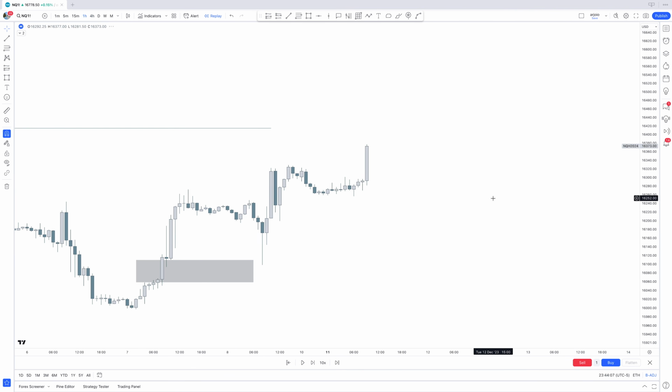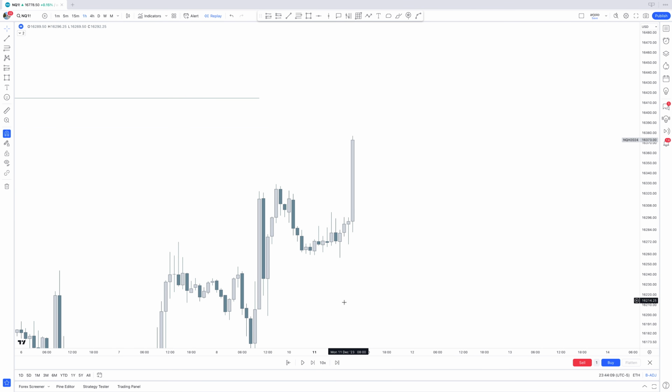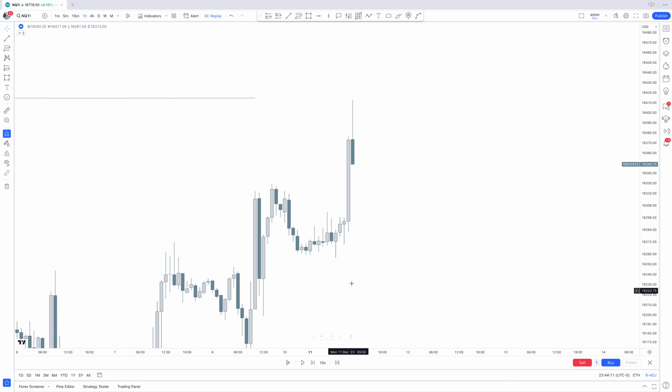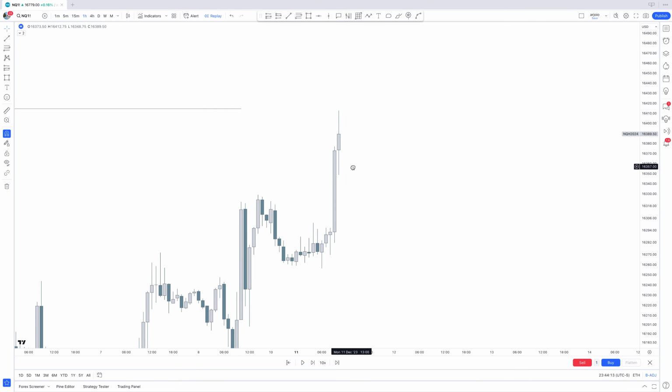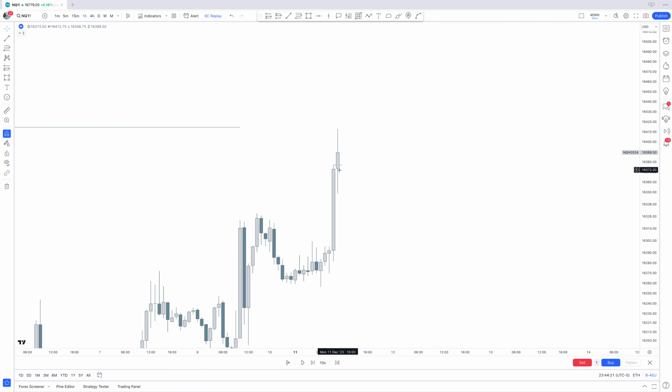We have on the 1 hour a 1 hour fair value gap in the making currently, and we could argue that we see clearly this candle is closing above that next candle's high. All right, so likely we will reach the draw on liquidity first before we actually retrade into the 1 hour fair value gap.